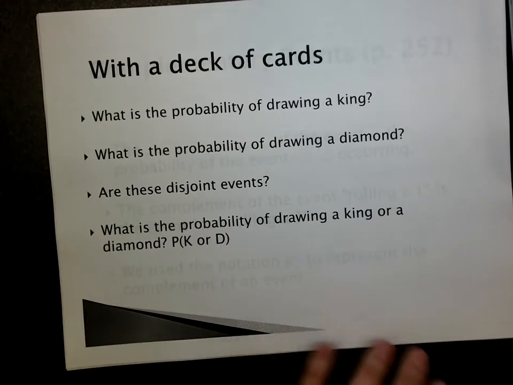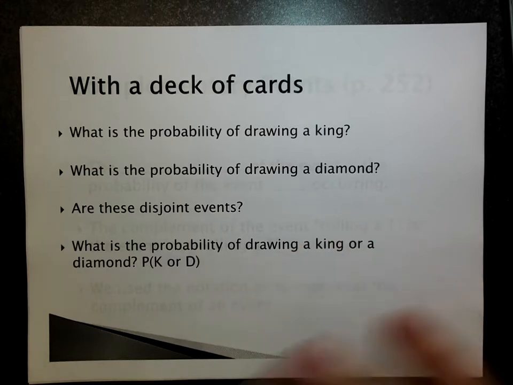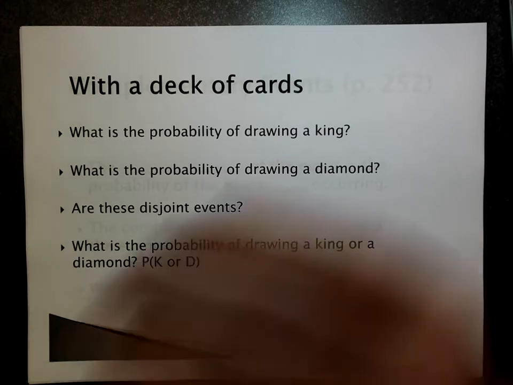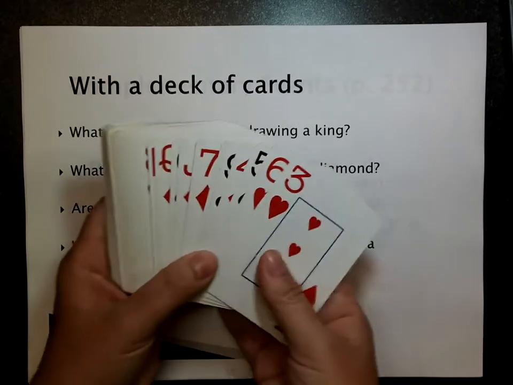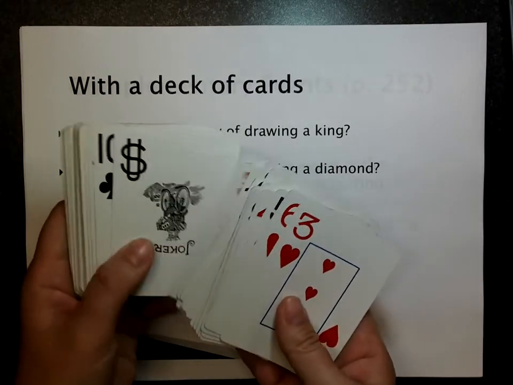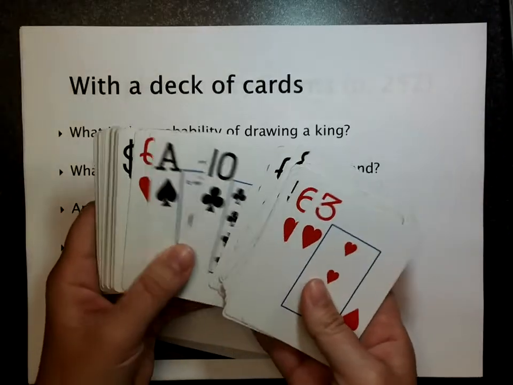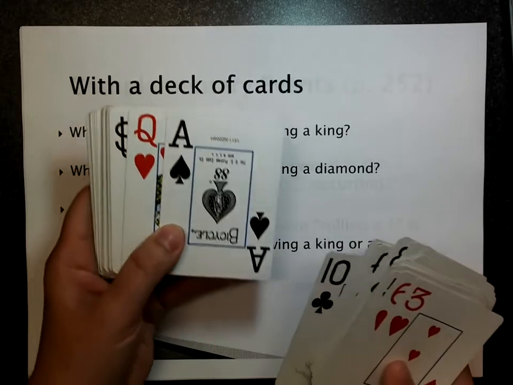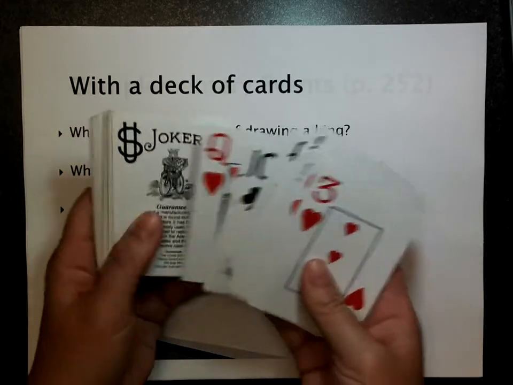Alright, so let's think with a deck of cards. Some of you might be very familiar with decks of cards. Some of you might be a little less familiar with an American deck of cards. So let's see. Here's a deck of cards I brought. And there's 52 total cards. And there's different colors and different suits and different numbers and letters. So the A is an ace. The Q is called a queen. I'm going to take the jokers out.